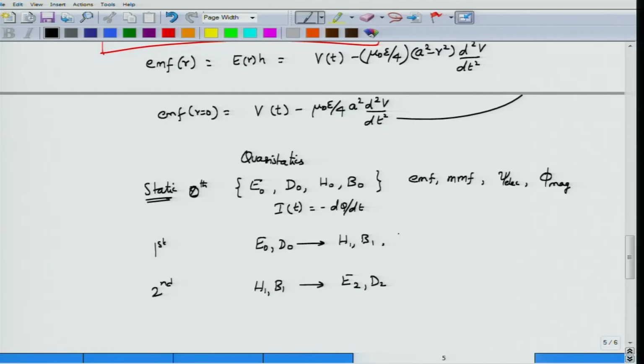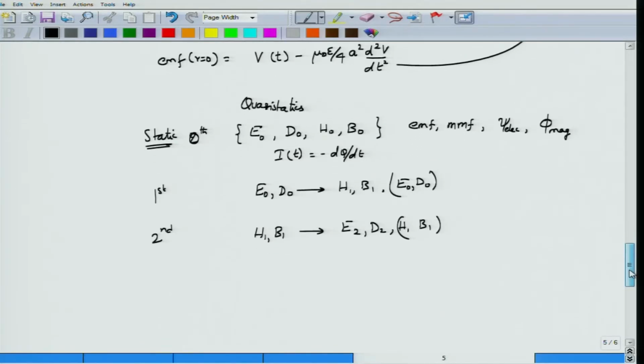and these magnetic fields, H1 and B1, will create E2 and D2, because at this stage we still assume that E0 and D0 are the same. So, it will create E2 and D2, and we will again assume H1 and B1 are the same. This way you can successively build up to the different orders of electric and magnetic fields, and in fact write down the total electric field as E0 plus E1 plus E2 and so on. Similarly, for the magnetic field H as H0 plus H1 plus H2 and so on.